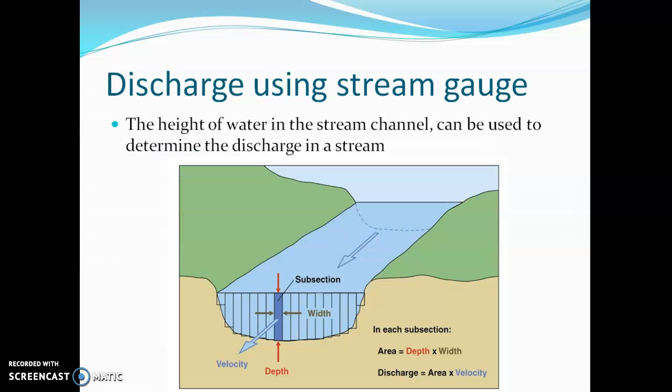Next is how to find discharge using a stream gauge. In order to find discharge, we need to find area and velocity. The stream is divided into various subsections. In each subsection, we need to find the area. To find the area, we need to know the depth and width at each subsection. Once you have taken measurements for the area of the stream, we can find velocity, about which I will discuss in the next slide.